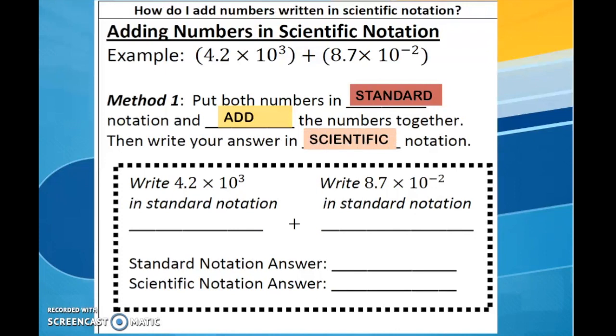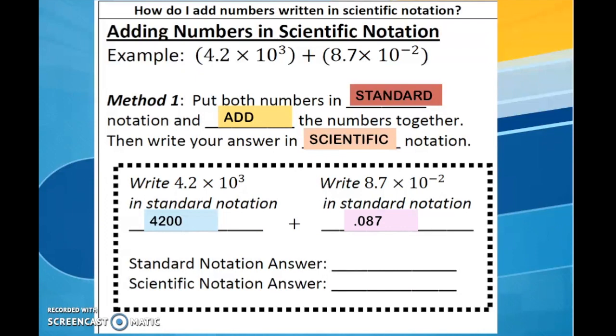So let's pull that apart. We're going to write the first factors in standard notation based on our powers. So we are going to move over 3 places, leaving us with 4,200. The next factor, 8.7, we know it's a small number because the power is negative. It leaves us with a number that's less than 1.